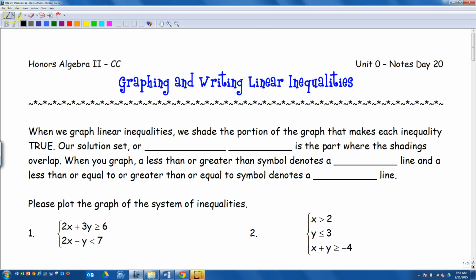Alright class, this is day 20 notes, graphing and writing linear inequalities. This is kind of like what we did last part of the chapter where we graphed just lines, but now we're going to be talking about inequalities. So there's actually more than just the line involved. We're going to be shading portions of the graph that make the solutions true. Our solution set's going to be called the feasible region.